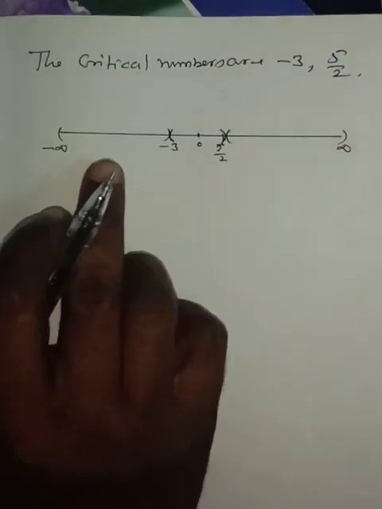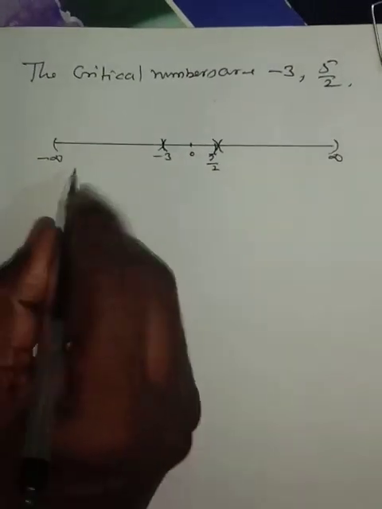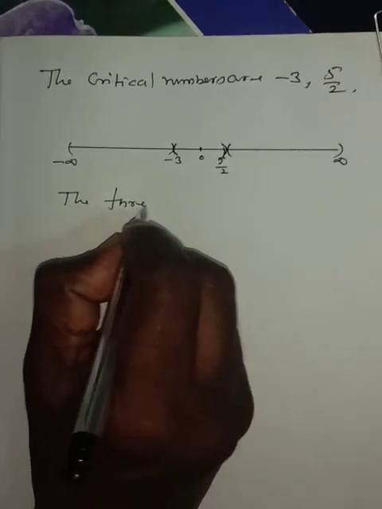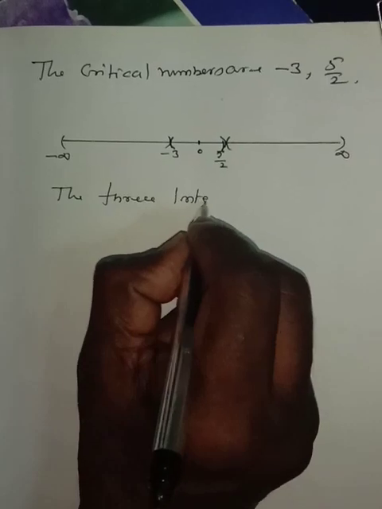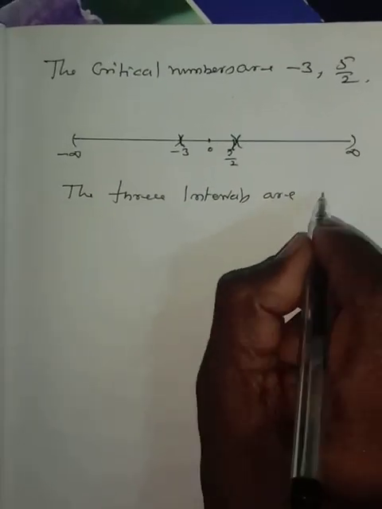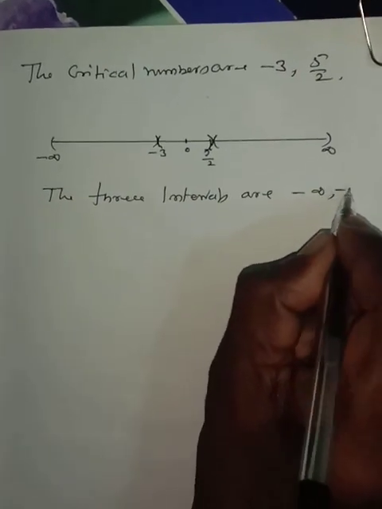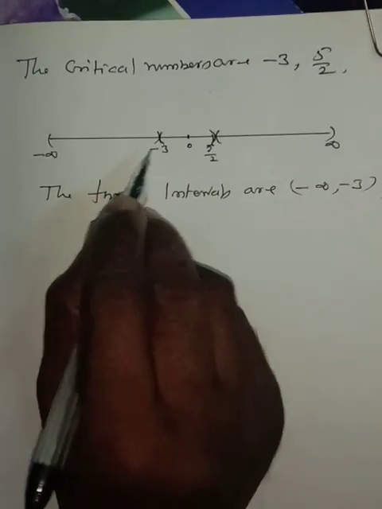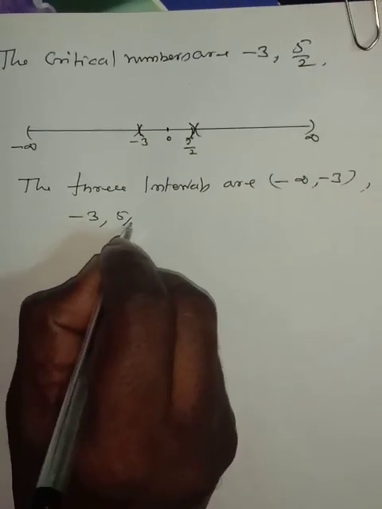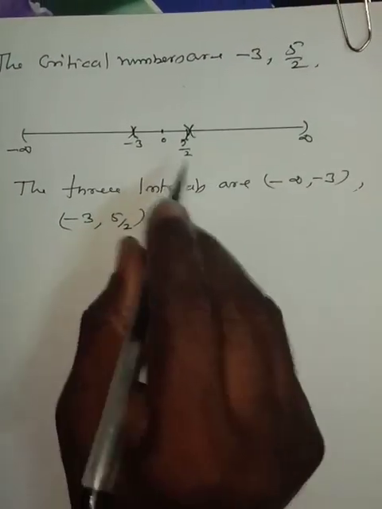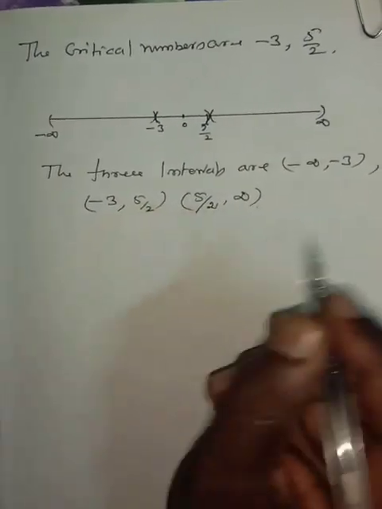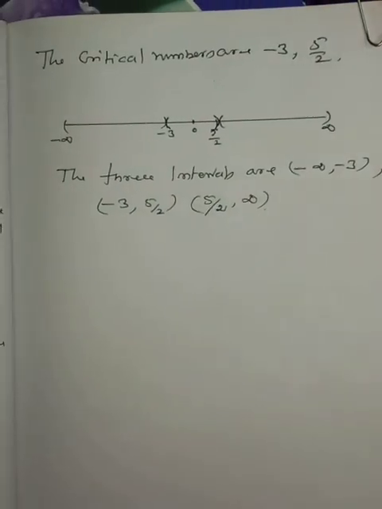There are 3 intervals: 1, 2 and 3. The 3 intervals are: minus infinity to −3, −3 to 5/2, and next 5/2 to positive infinity. There are 3 intervals.